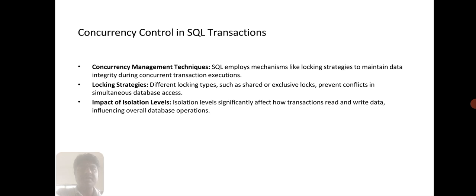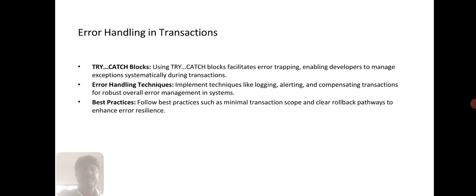Next is concurrency control in SQL transaction. Concurrency management techniques like locking strategies maintain data integrity during concurrent transaction execution. Different locking types, such as shared and exclusive locks, prevent conflicts in simultaneous database access. And isolation levels significantly affect how transactions read and write data in overall database operations.